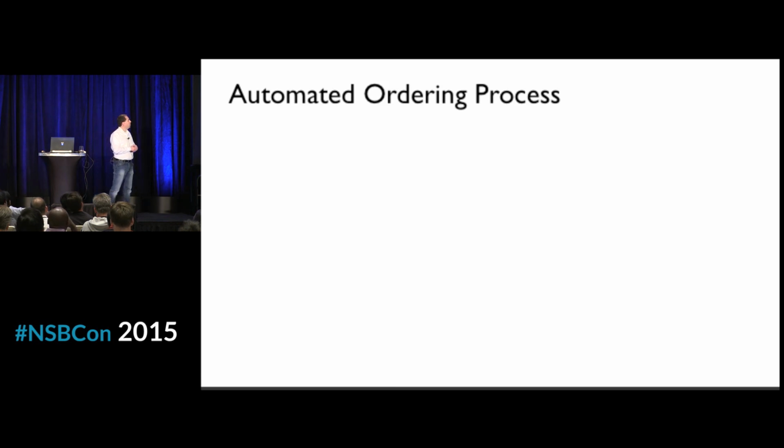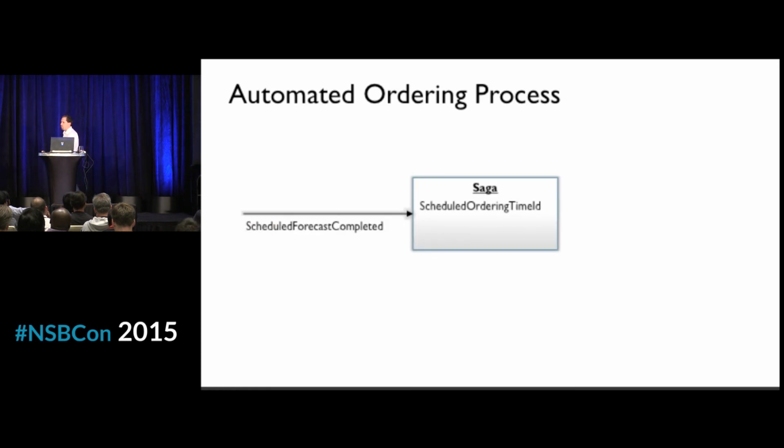One of them is the automated ordering process. So here we would have a Saga waiting for a scheduled forecast to be completed. Once it is, if the forecast deemed there was a need for supplies at the site, we would submit an order on behalf of the site. And this is how we ensure sites in an automated fashion have enough supplies for their patients.